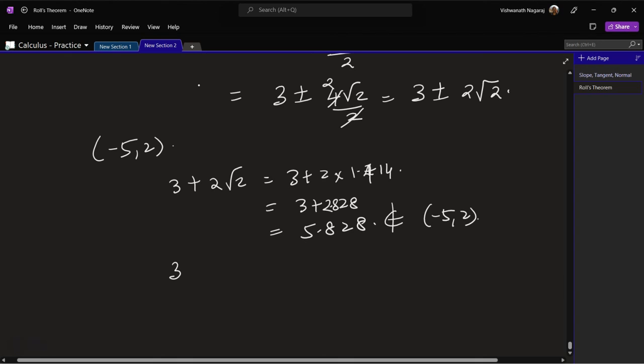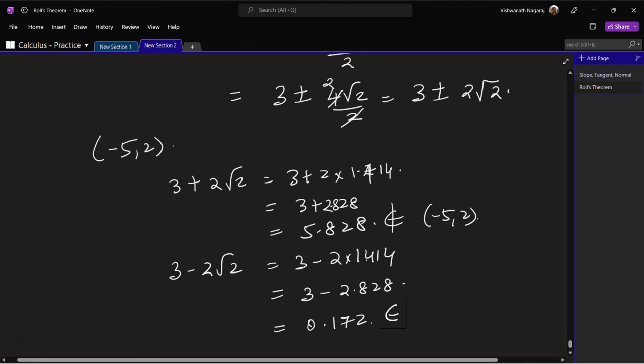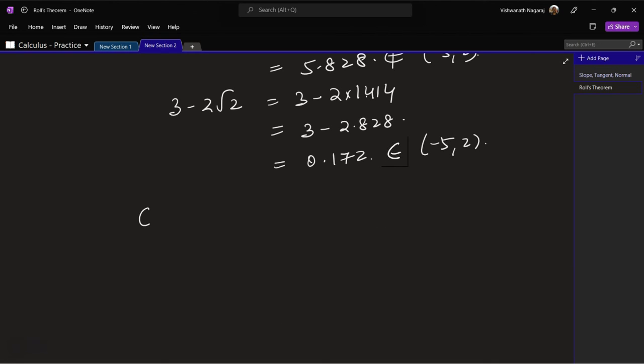Okay, since we are doing it, let's do it for 3 minus 2 root 2. That is 3 minus 2 times 1.414, which is equal to 3 minus 2.828, which gives us 0.17, and this is in the interval minus 5 comma 2. Therefore, the c that we are interested in is 3 minus 2 root 2.